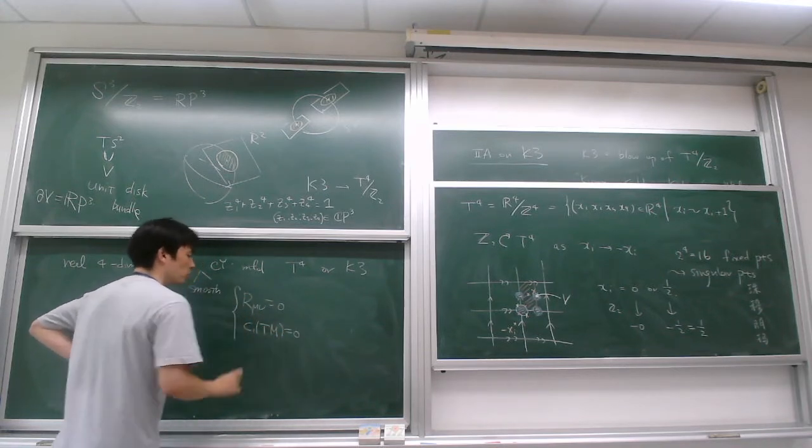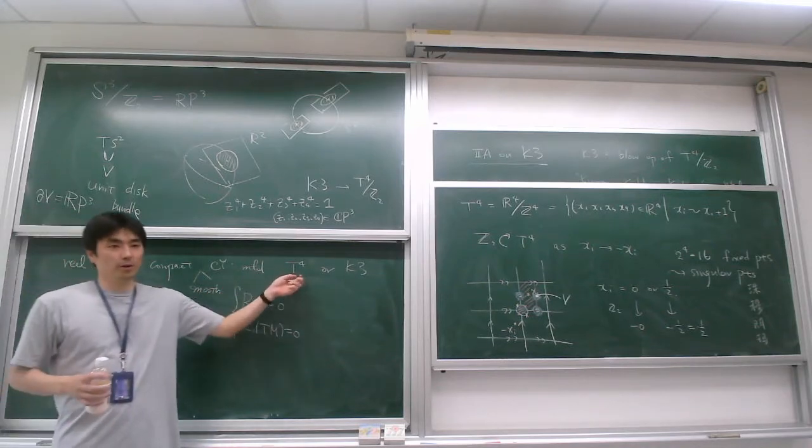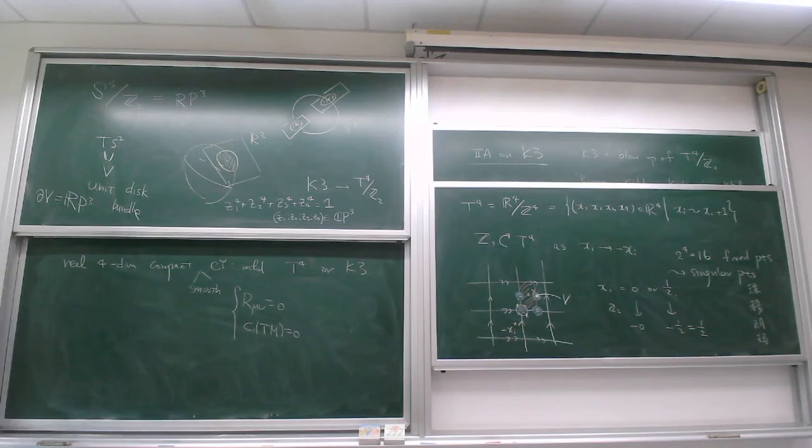So there is a zero condition of a Calabi-Yau manifold. And there's only two of them. One is a very simple one, T4, we already see, T4 compactification. Another is K3.